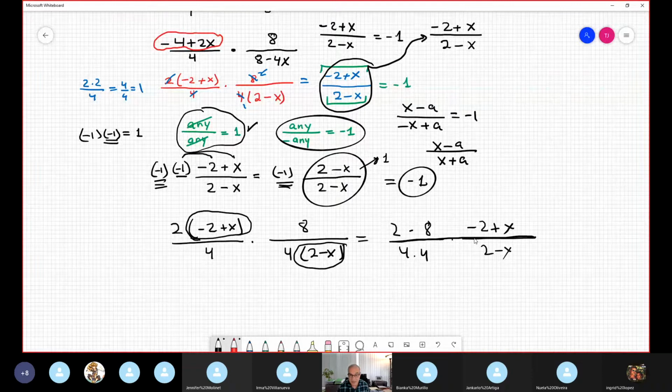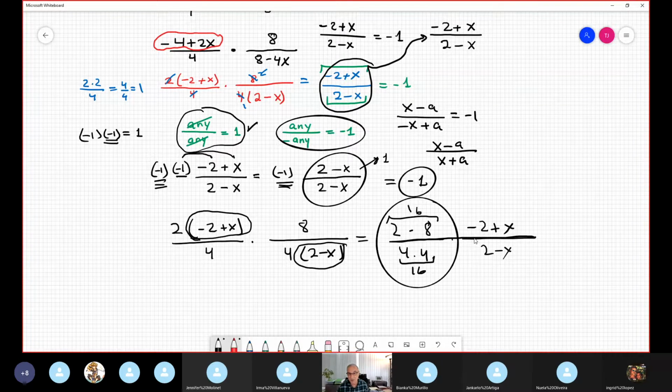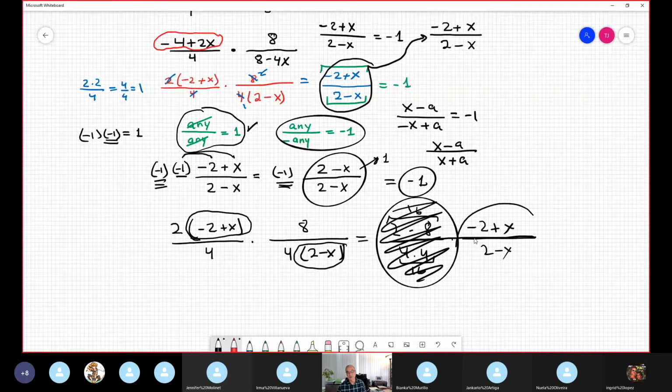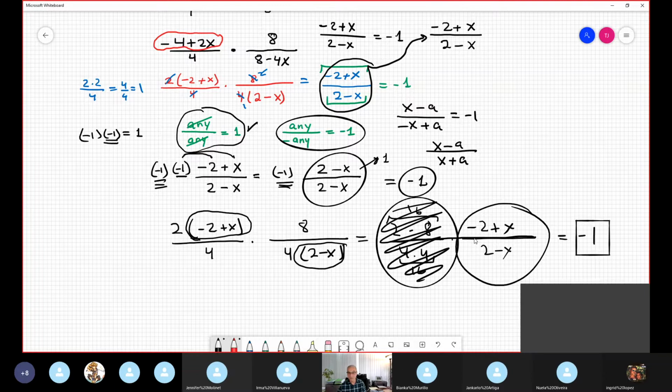So, 2 times 8 is 16, and 4 times 4 is also 16. 16 divided by itself is 1. That is the reason that part disappeared, and this part stays. Okay, focus. I realize, wow, it's brother and sister. The answer is negative 1. End of the story. I finished. Okay, super.